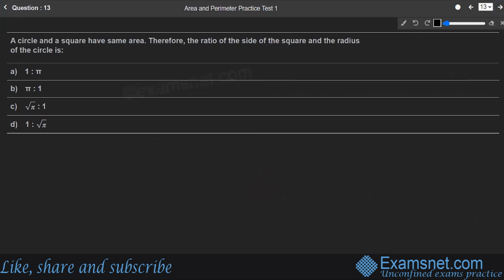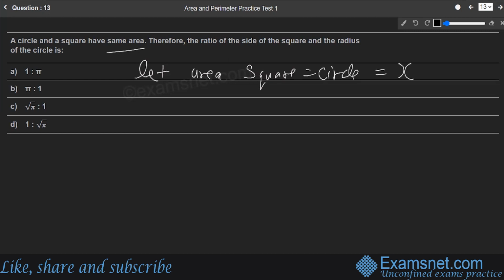Now let's have the next one. A circle and a square have the same area. Therefore, the ratio of the side of the square and the radius of the circle is. He says the circle and the square have the same area, so let us assume that the same area is x. Let the area that is the same for circle and square be x.